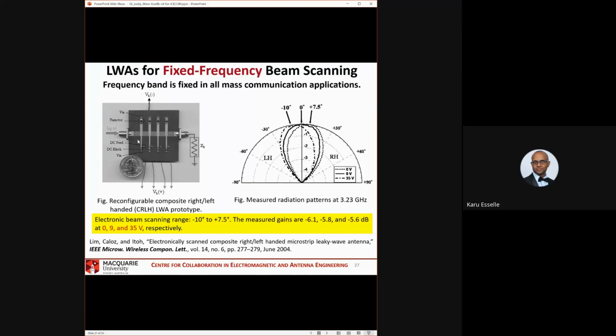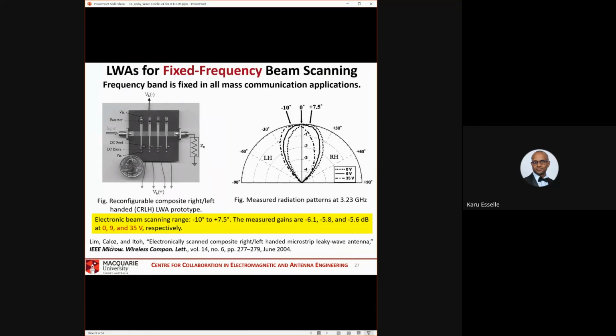These are some of the antennas designed that way: reconfigurable left and right hand leaky wave antenna, composite right left leaky wave antenna. That means this transmission line behaves like a right hand transmission line at some frequencies, and a left hand transmission line at other frequencies. And this is one of the original ones.